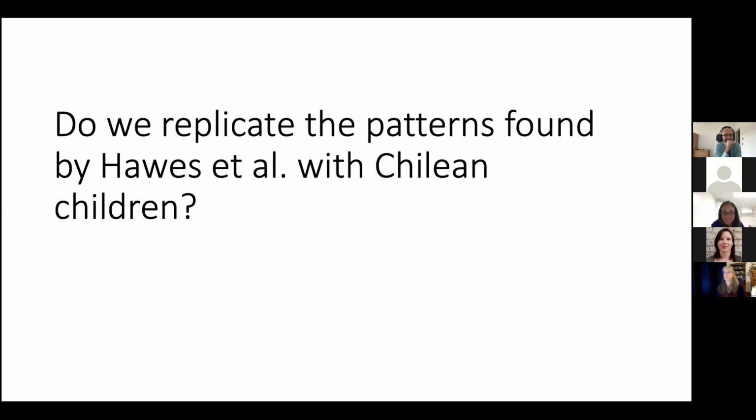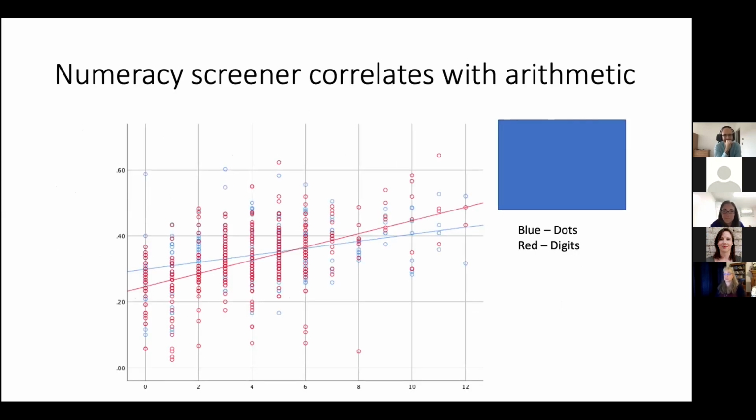So the first question, and I tried to stick to Stephanie's suggestions, is: do we replicate the patterns found by Hawes et al. with Chilean children? The samples are very similar, the ages are very similar, the size of the groups are very similar, so it's an interesting question. First, in terms of the correlations, this shows the similar correlation as in the Nosworthy et al. study. Performance on the Numeracy Screener is on the y-axis, arithmetic is on the x-axis, and you can see that for both the dot and the digit version of the screener, there's a correlation between arithmetic performance and screener performance. So that's good, it replicates.